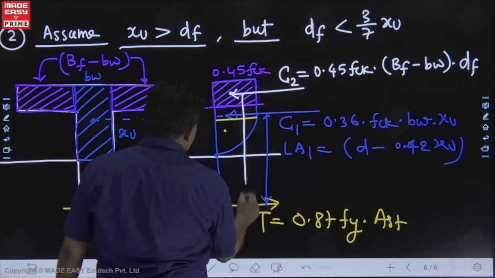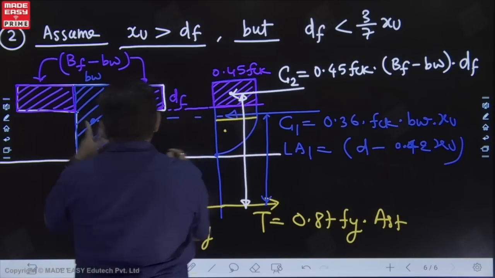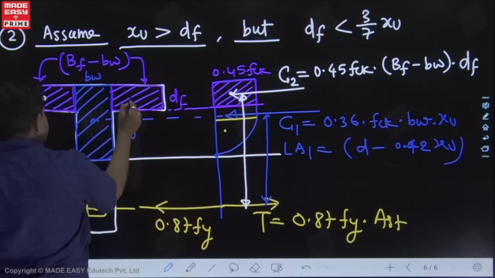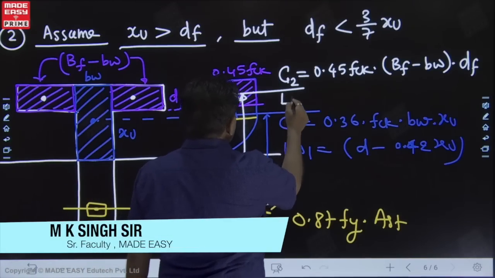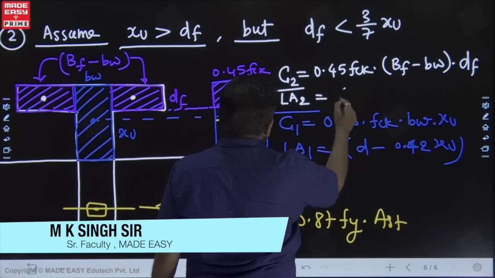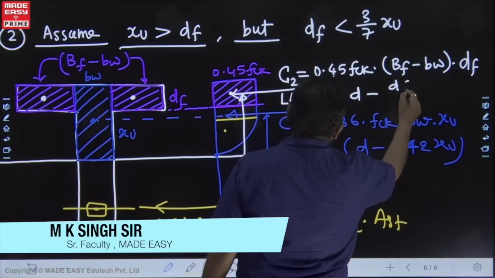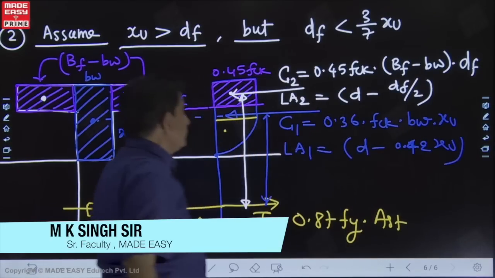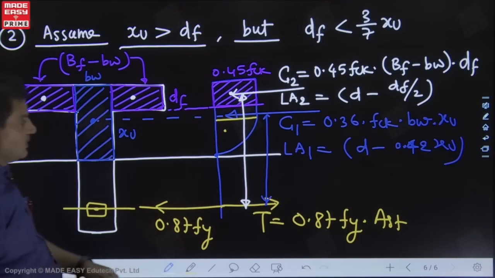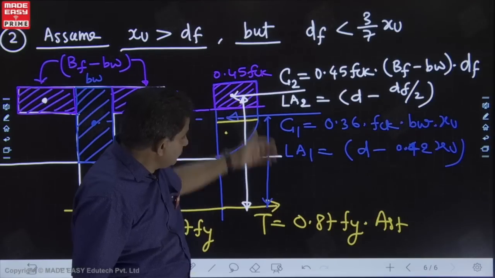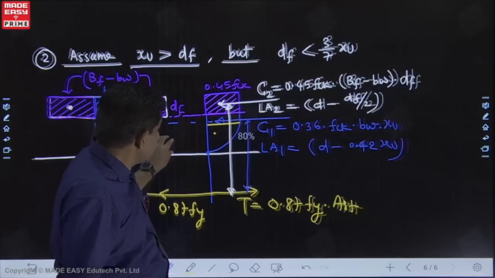This will act at the center of this DF. That means DF divided by 2 you have to deduct. So lever arm 2, you can say it is equal to D minus DF divided by 2. So understanding these values, now you can write all the formulas. It's very simple. C1 plus C2 is equal to T. This is your first formula.